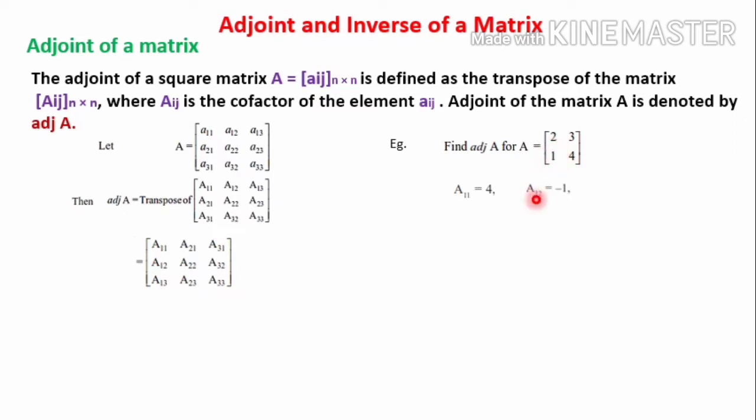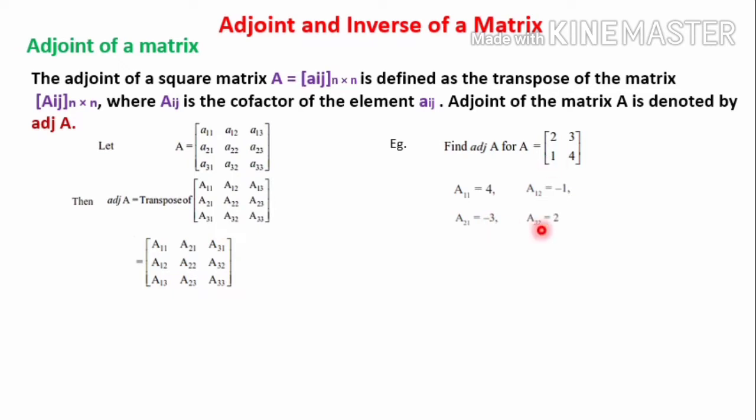Since for A12 the row and the column values 1 plus 2 add up to 3, and 3 is odd, the sign here comes as negative. Then A21. For A21 also, when you add 2 and 1 we get 3, which is an odd number, so the sign is negative. The A21 element is this 1, so that row and column is eliminated. The balance element is 3. So minus 3 is the cofactor of the element 1.